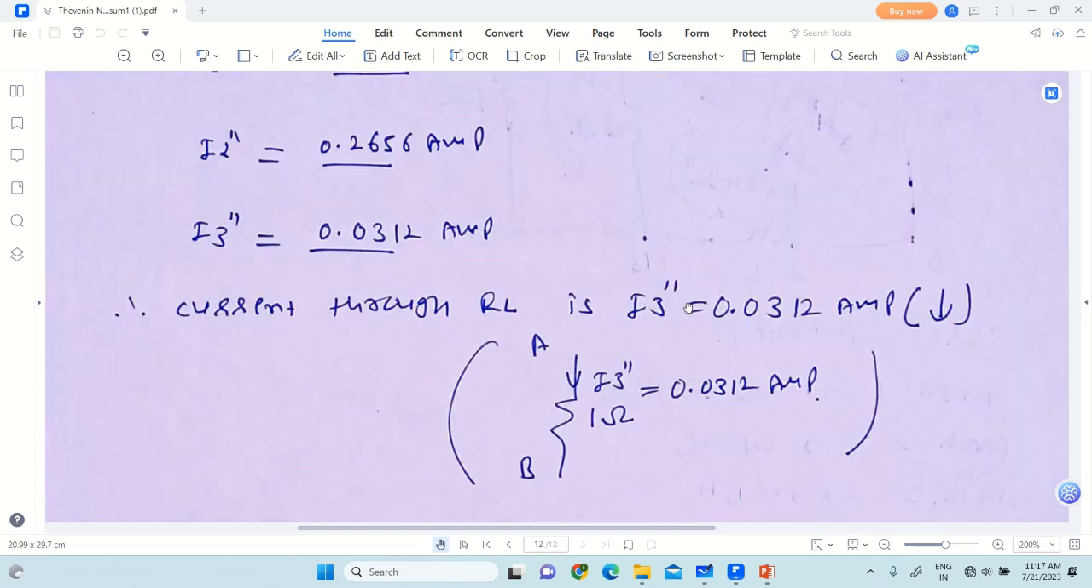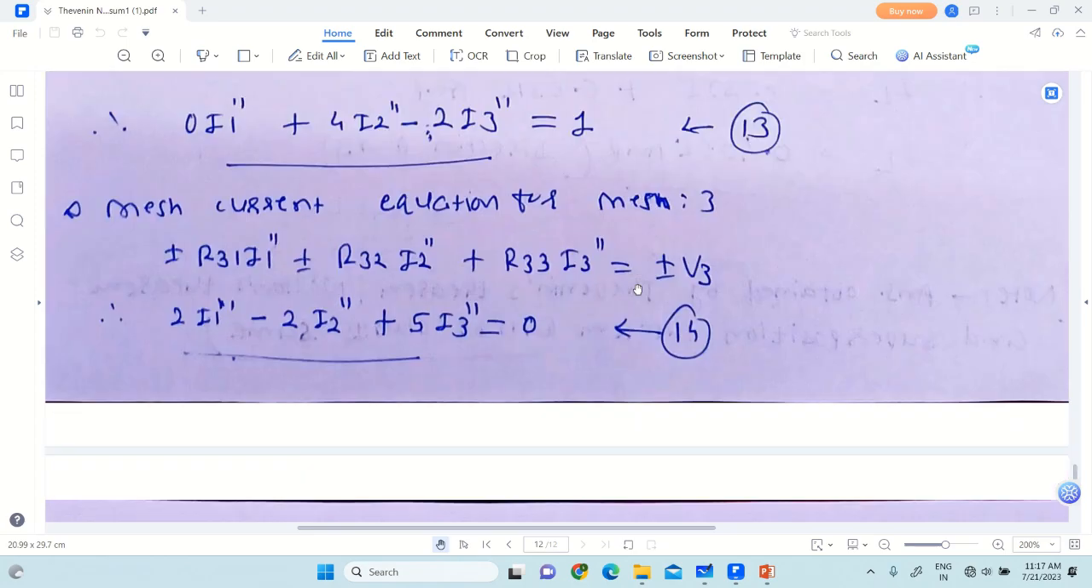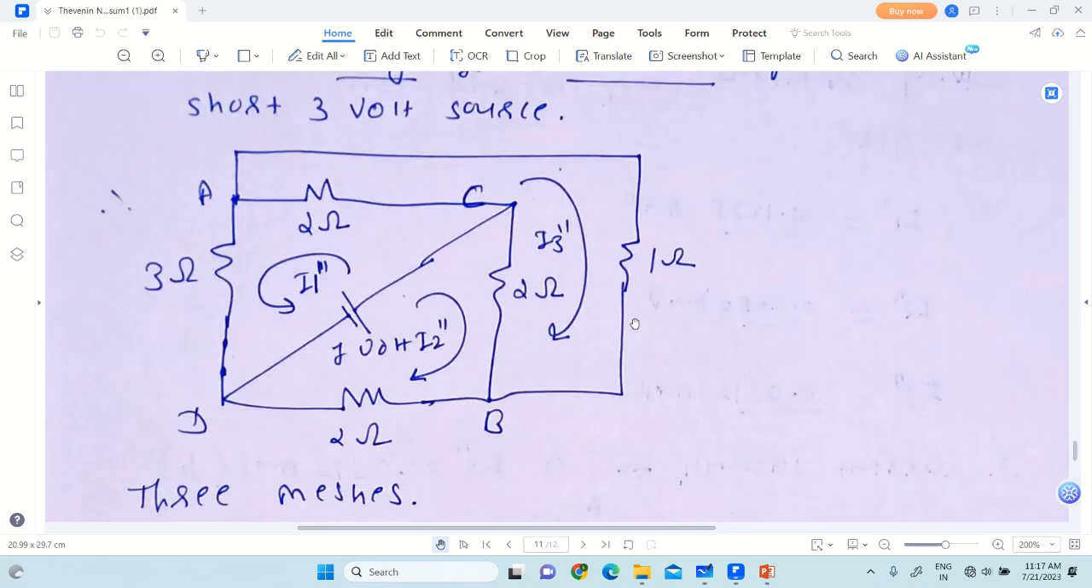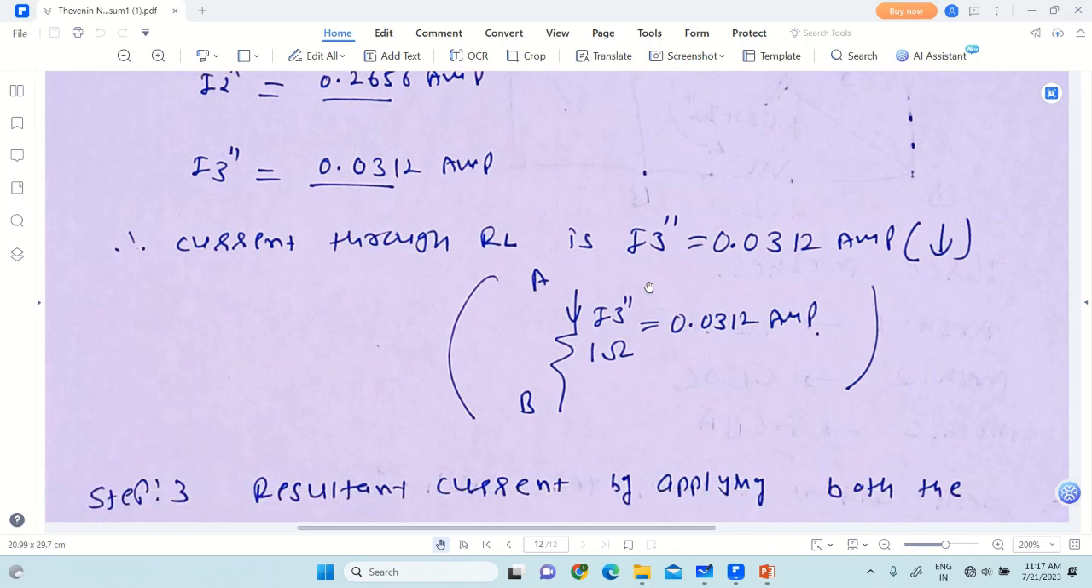right? So current through load resistance is I3 double dash if you apply only one energy source, and in this case it is 1 volt energy source, this 1 volt energy source. And its magnitude is 0.0312 amps, and direction, always indicate the direction, it is downward. In this figure I have also indicated, this is 1 ohm, I3 double dash is flowing in downward direction from A to B, and this is the magnitude, right? So this step is complete.